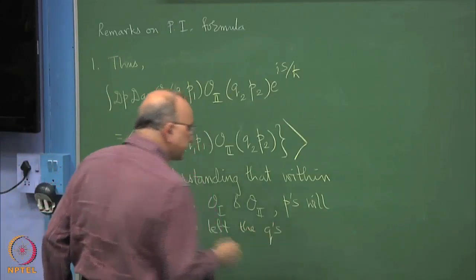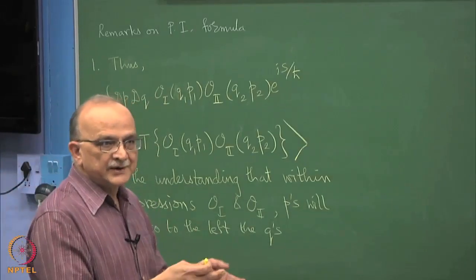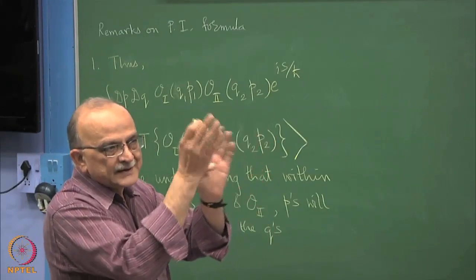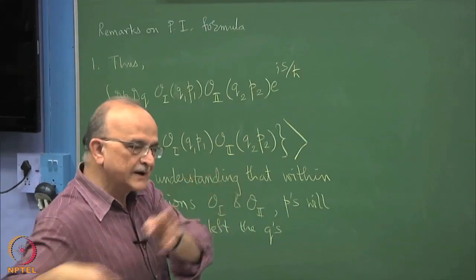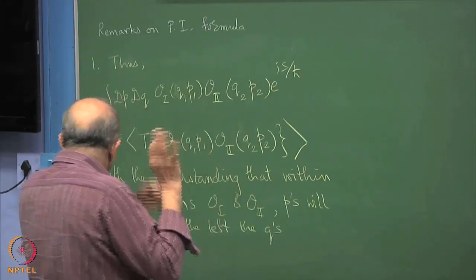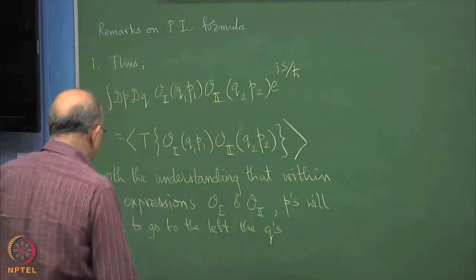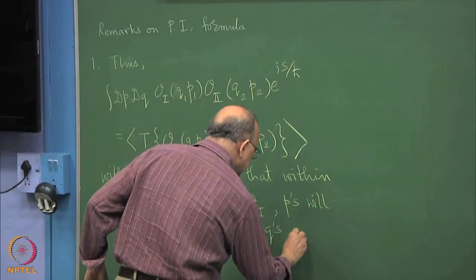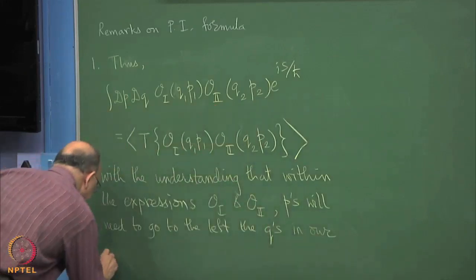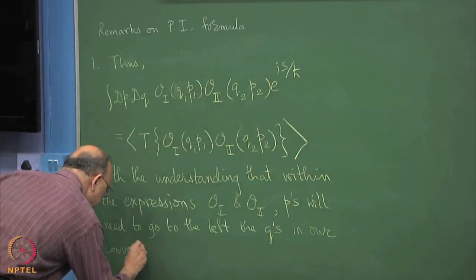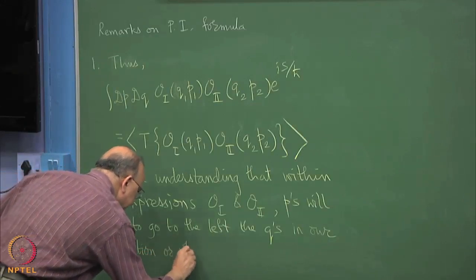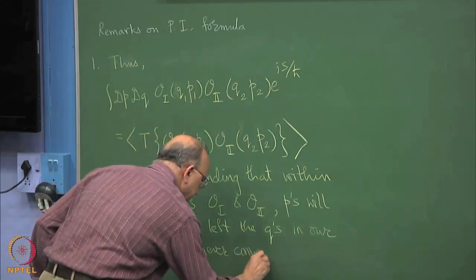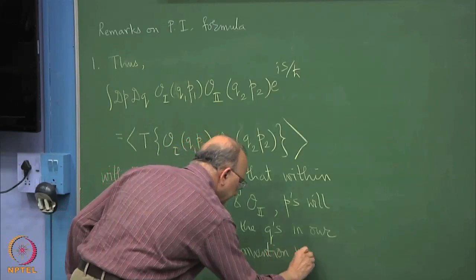You could have of course defined your whole path integral with some other ordering prescription. You could have said q's to the right, p's to the left. It's a matter of slicing. Remember how we started inserting the complete set of states. You could have started it from this end instead of that end. So whatever prescription you followed there will automatically apply here. P's will need to go to the left of the q's in our convention, or whichever convention was used to derive the basic formula.